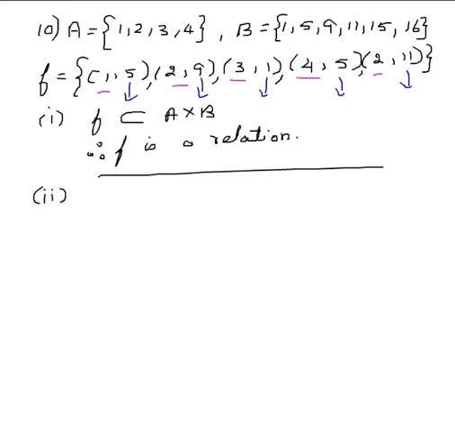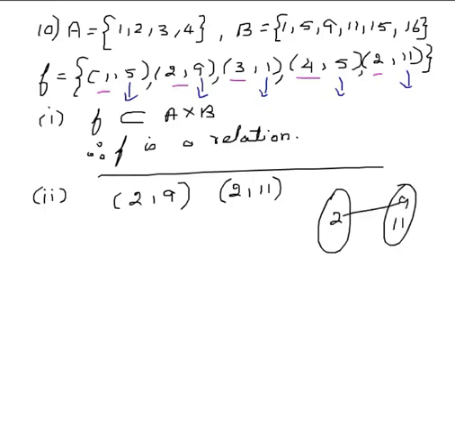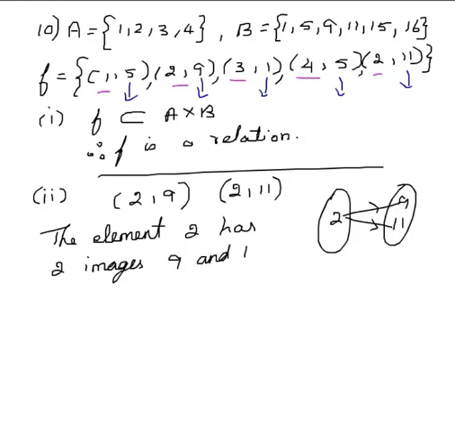Now the second one, f is a function from A to B. Now if you see the elements (2, 9) and (2, 11), this element 2 has two images 9 and 11. But the definition of a function is every element should have a unique image. But here the element 2 has two images, therefore it is not a function. The element 2 has two images 9 and 11. Therefore, f is not a function.